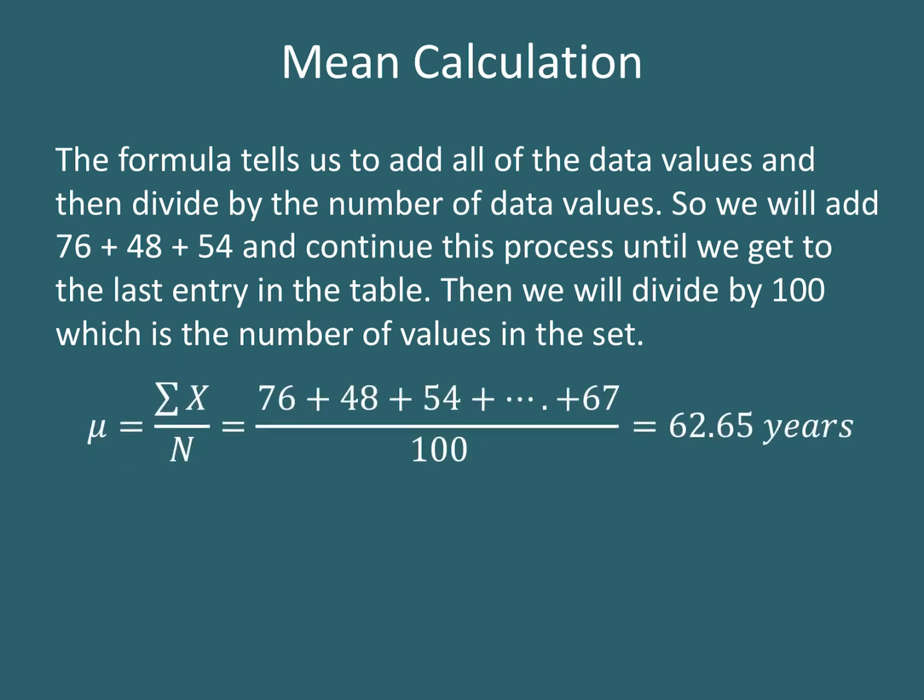As you can see, we're adding up all the values in the table. The dot dot dot here in the middle just represents all of the data values I was not able to fit on the screen. After adding all those 100 data values up, then dividing by 100, we get 62.65 years.